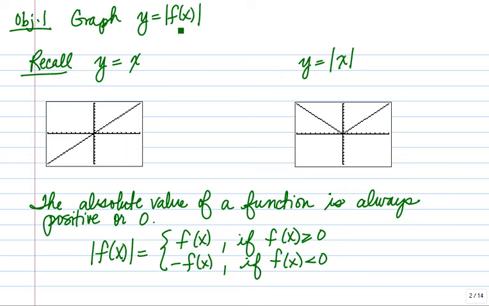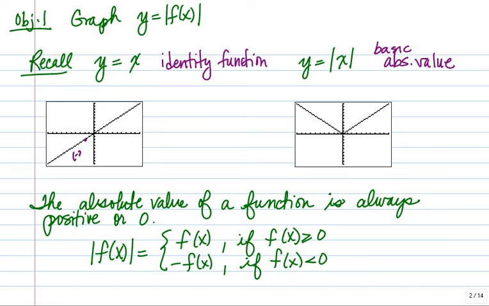So for our first objective, let's start by recalling the graph of y is equal to x. Do you remember that is the identity function? And I'm also going to look at y is equal to absolute value of x side by side. That was our basic absolute value function. So the identity function, remember, that means that the x and y values have the same coordinates. So points like (1, 1), (2, 2), (3, 3), (-1, -1), (-2, -2) are on the graph. Okay, just to name a few.